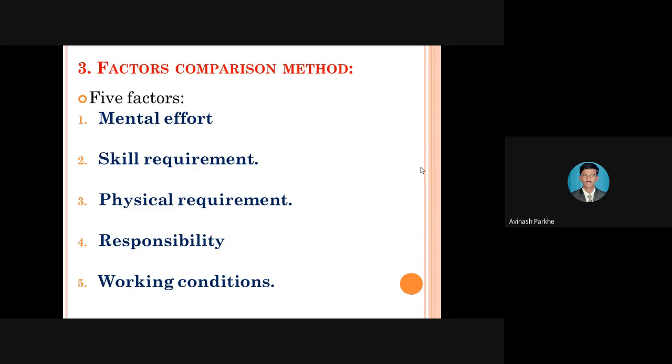Therefore this method is called the factor comparison method. A major advantage of this method is that it is mostly used in large organizations. If your company is very big, in such companies this method is mostly applicable because of the number of products we are manufacturing. But some limitations are there, that is it is very time consuming, so we have to compare each and every job with the standard one. So maximum time is required, therefore this method is very time consuming. So this is the third method, called the factor comparison method, in which the comparison takes place during the job evaluation based on these 5 factors.